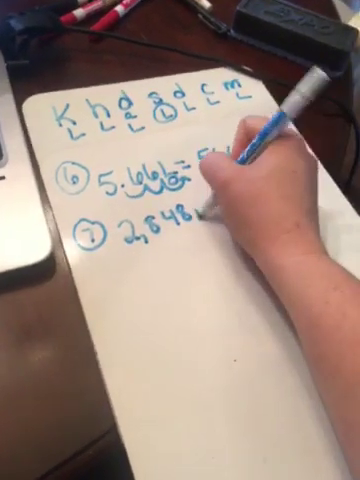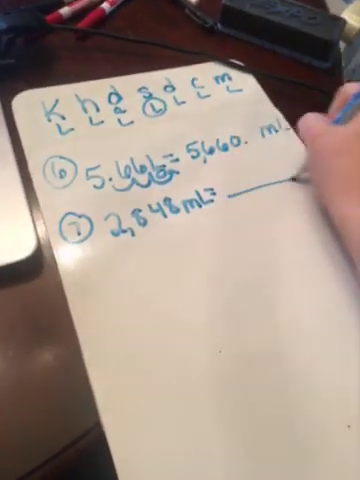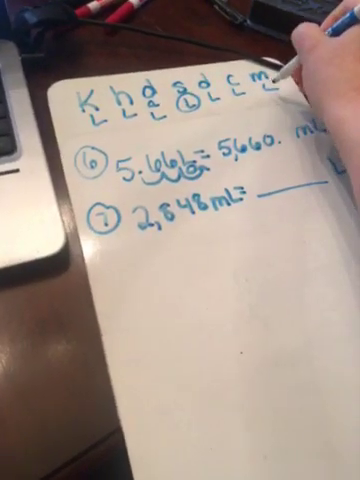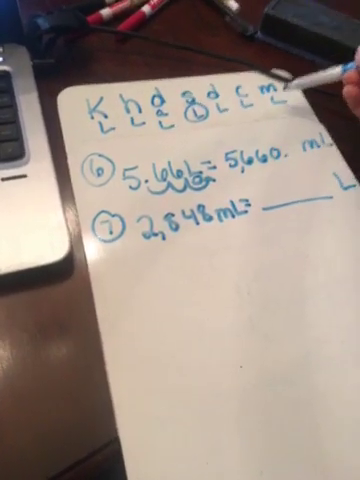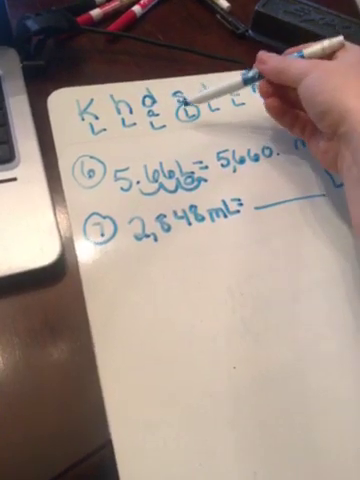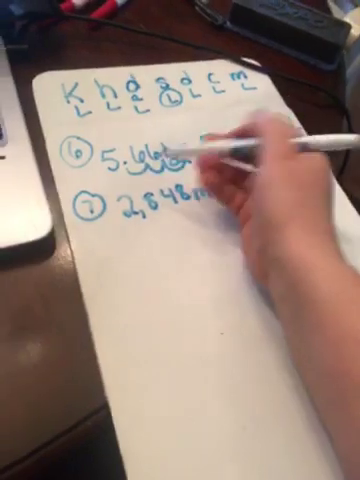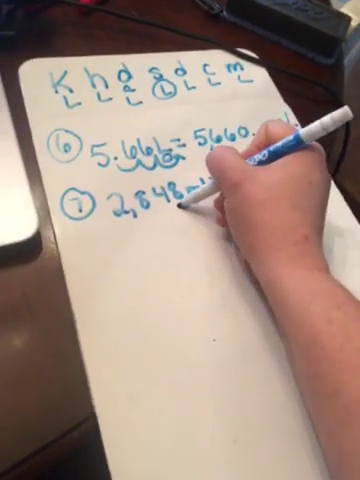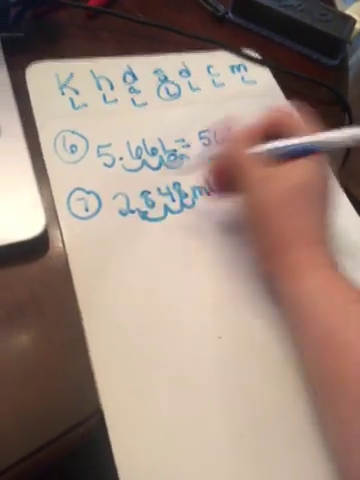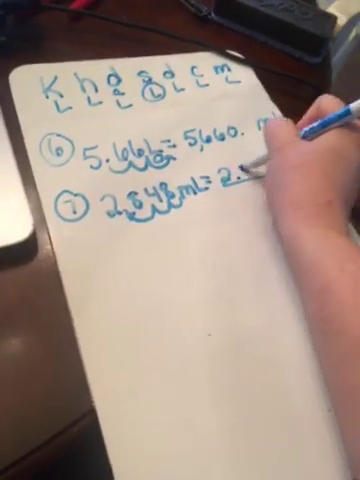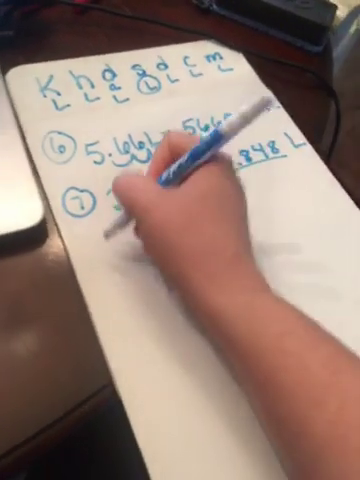Number 7, 2,848 milliliters equals how many liters? So milliliters to liters, you're going to be dividing because you're going small to big. And so we're dividing by 10, 100, 1,000. We're dividing by 1,000. These are decimal points here. We're going to move it 1, 2, 3 places over to make it 2.848.